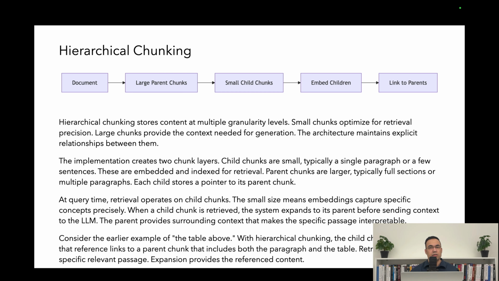One important detail to note is that deduplication matters when multiple children from the same parent are retrieved. Without deduplication, the same parent content appears multiple times in the context, which wastes tokens. You should track which parents have been included and skip the duplicates.